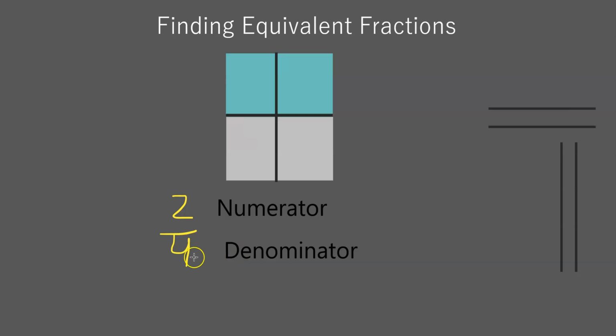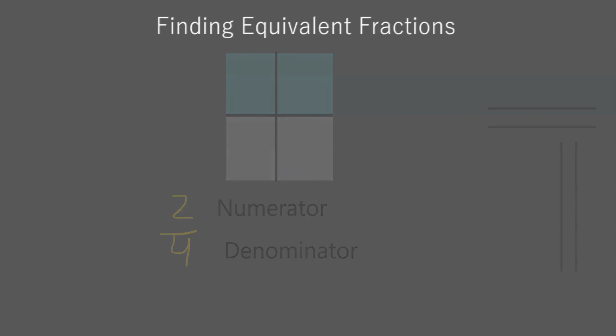It's important to know that as the denominator goes higher, as this number gets larger, the pieces are actually getting smaller. So, before my denominator was 2, and I had 2 large pieces. But now I've cut it into 4 total parts and the pieces are much smaller.